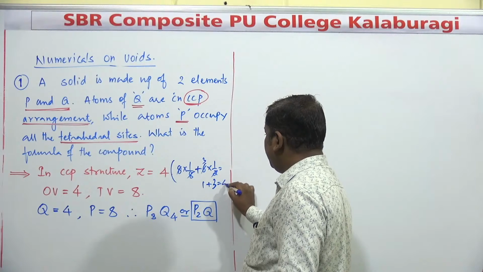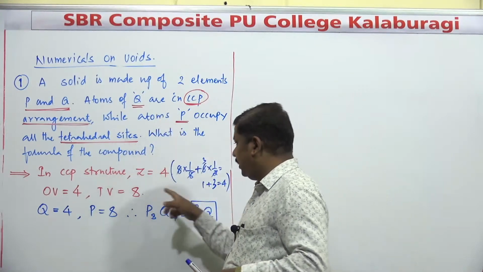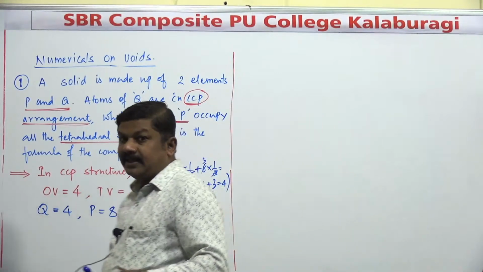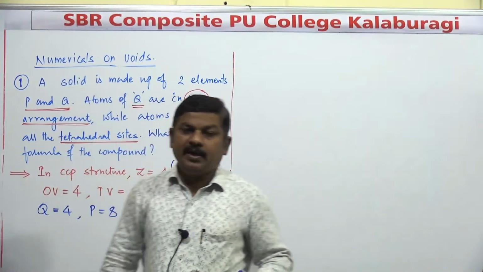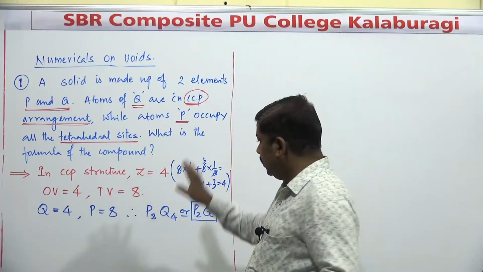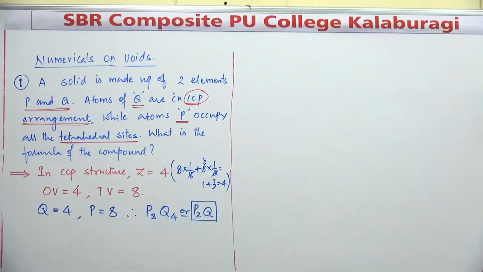1 plus 3 is going to be equal to 4. So, effective number of atoms in CCP or FCC is equal to 4. What will be the effective number of atoms in case of simple cubic? It is 1. Effective number of atoms, the value of Z, in case of BCC is going to be 2. Already we have discussed about that. So, this is question number 1.